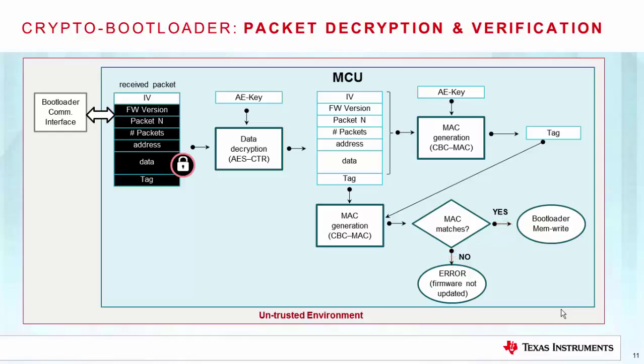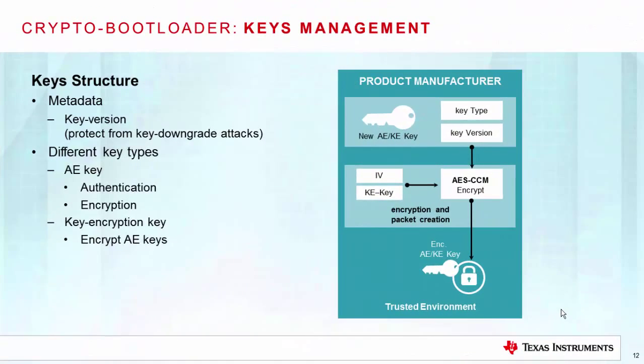Bootloader memory functions perform additional checks on the metadata prepended to each packet. These checks make sure the firmware version is newer than the one currently being used and ensure that the complete firmware image was received. One important aspect when dealing with symmetric cryptography is how the keys will be stored and how they can be updated.